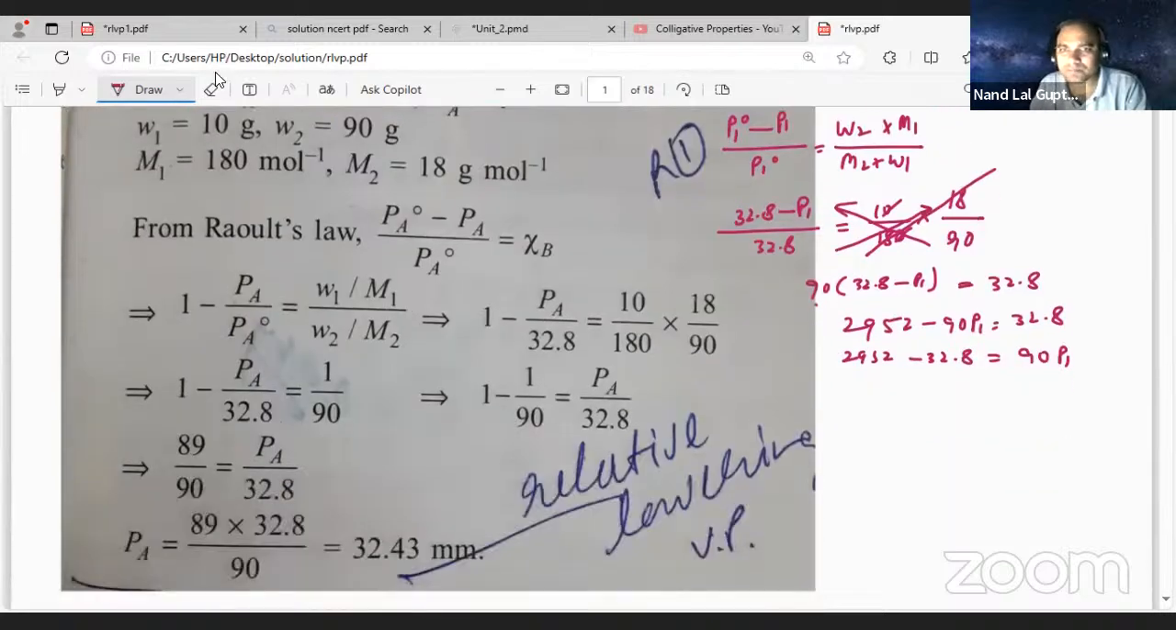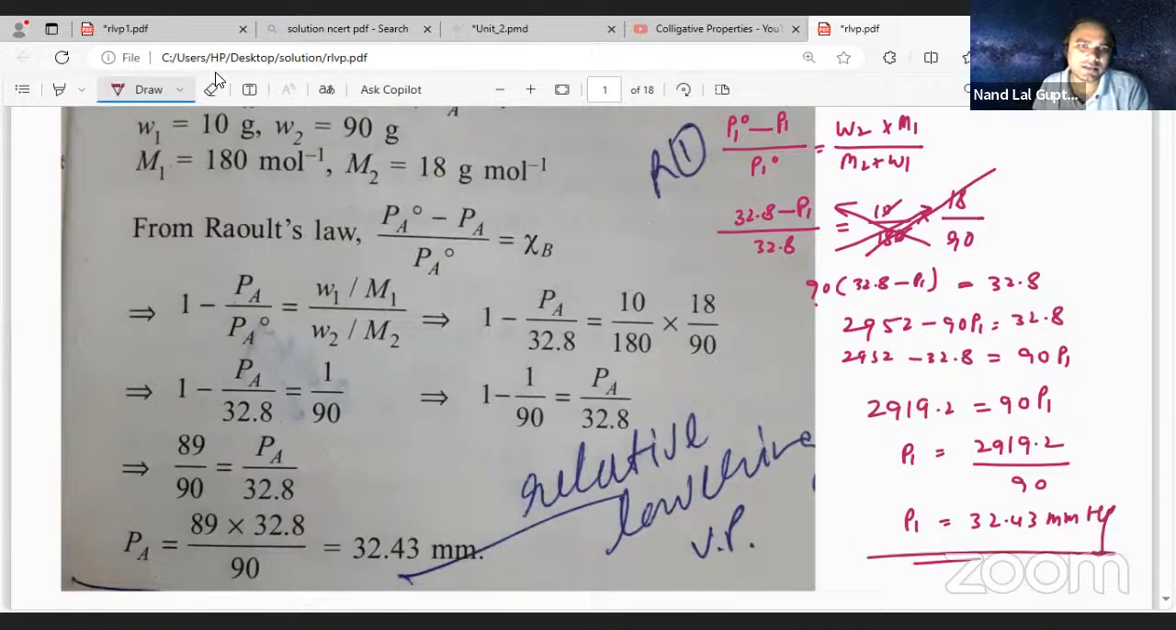This is there. If you are subtracting 32.8, how much is coming, Sanoy? 2919.2 is equal to 90 P1. So P1 is equal to 2919.2 upon 90. So if you are divided by 90, 32.43. 32.43 mmHg. See the answer here. Are you getting this? Yes.